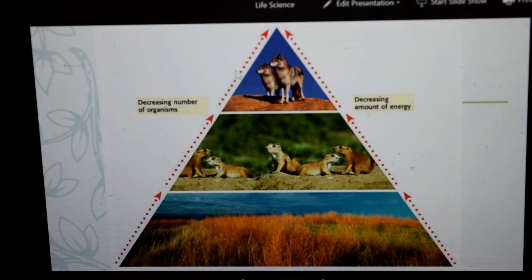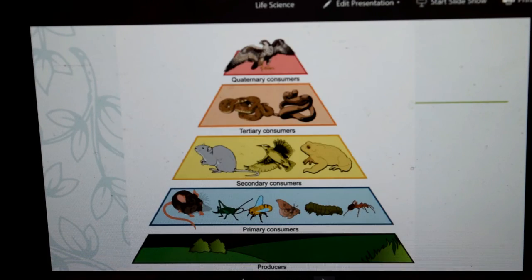So decreasing number of organisms. So lots of organisms down here, fewer and then fewest. And there's a decreasing amount of energy as we go up. So some energy gets lost through the transfer from creature to creature. I'm not too worried about you guys knowing this.